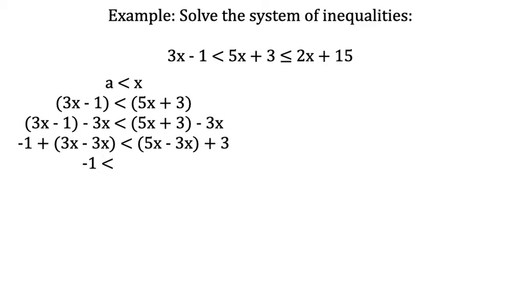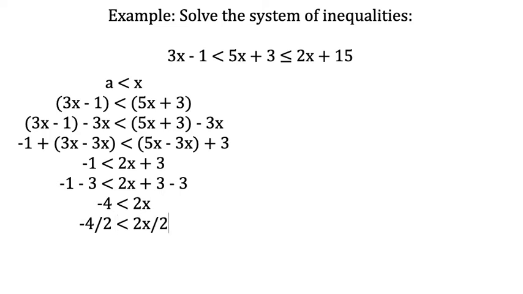The 3x's would cancel. That would leave us with minus 1 less than 2x plus 3. So let's get rid of the 3 from both sides. We'd get minus 4 is less than 2x. Using the multiplicative identity, we can remove the 2 from the 2x, leaving us with x greater than negative 2, or negative 2 less than x. On the other side, we have x less than or equal to b.